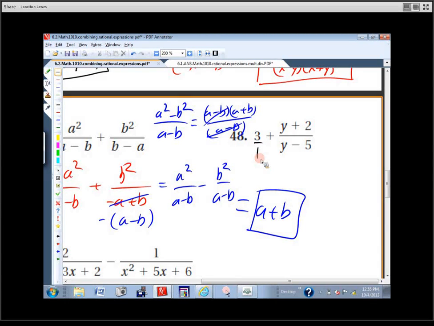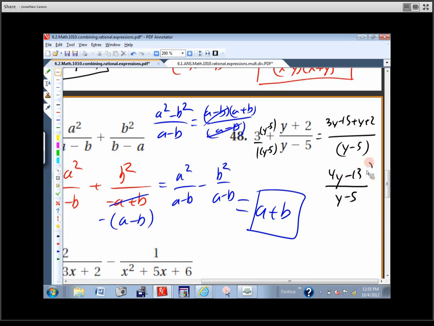It needs the same denominator, so it needs a y minus 5 on the top and bottom. So this is going to be y minus 5 on the bottom. This is going to be, let's see, 3y minus 15 plus y plus 2. So that's going to be 4y minus 13 over y minus 5. And clearly you can't do anything with that, right? Any questions?